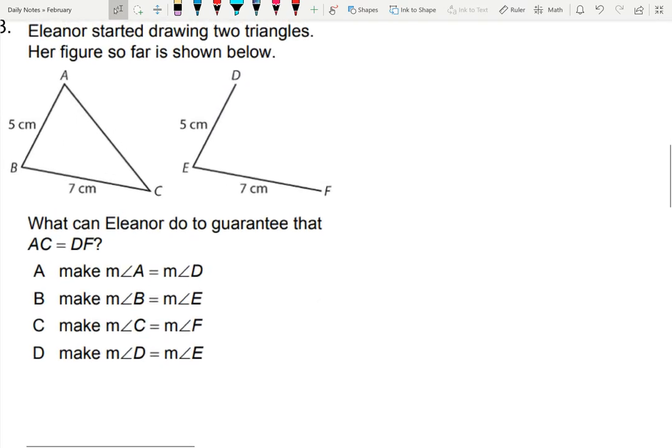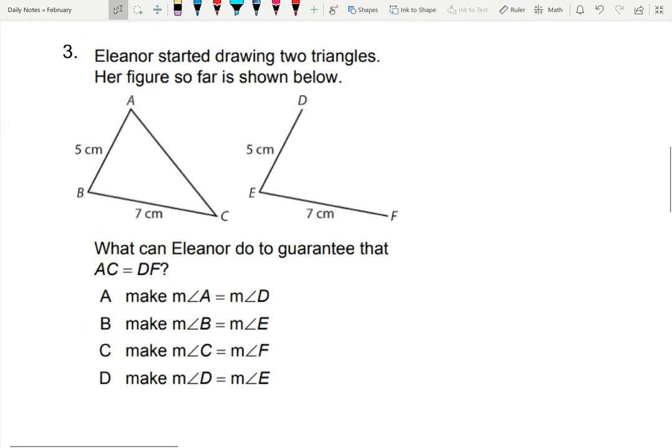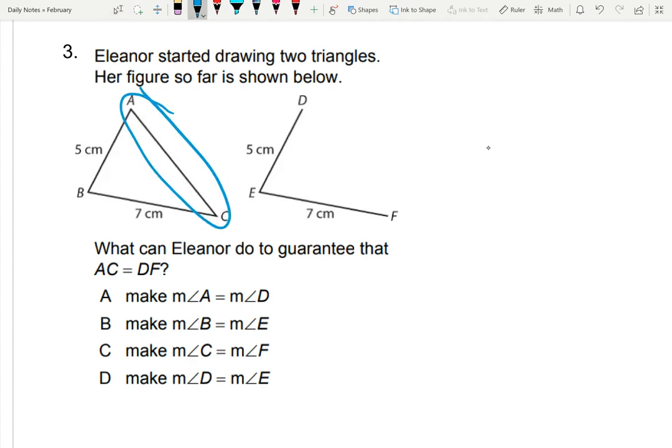So number 3, Eleanor started drawing 2 triangles. Her figure so far is shown below. What can Eleanor do to guarantee that AC is equal to DF? So she's trying to make sure that this side would be the same as when she draws DF. She wants to know that they'd be the same length. And if you look at our answer choices, we're considering angles, the measure of an angle.